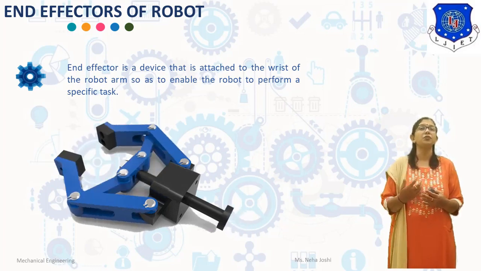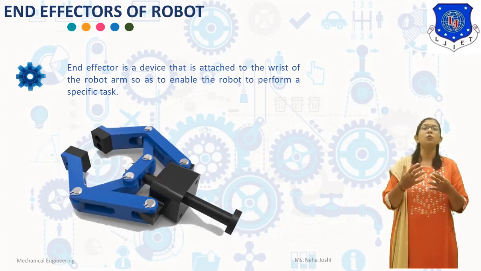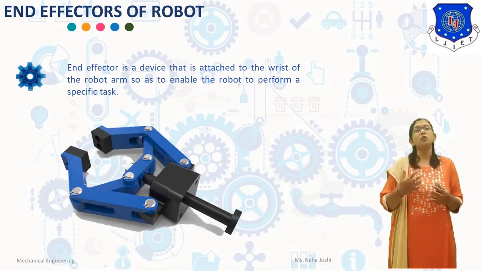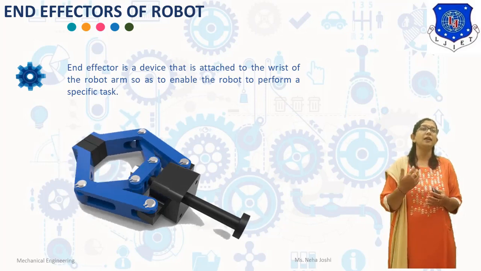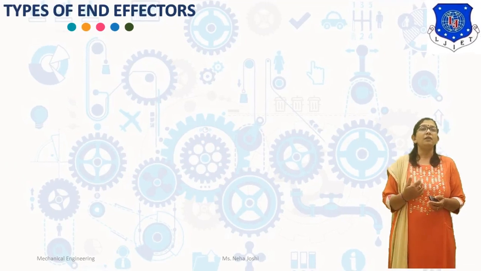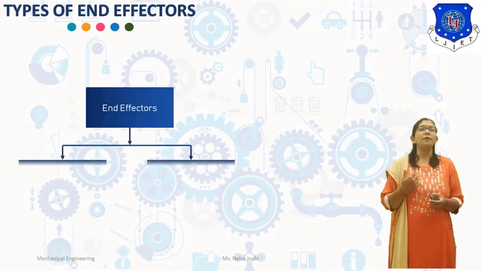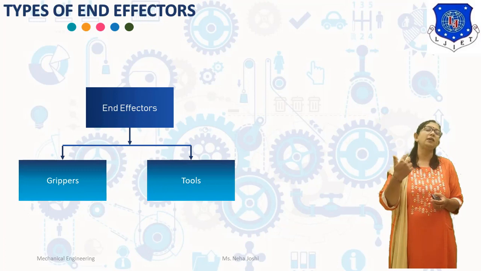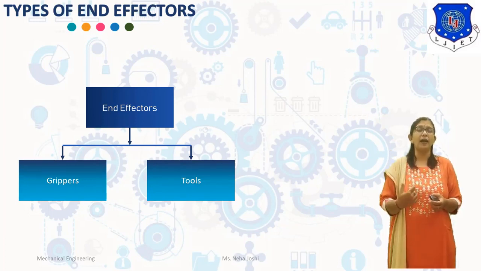Due to diverse application of robot, end effectors are usually customized for the particular application. Sometimes the robot handles the part which changes its shape during the process. In such case, the end effectors are designed as multifunctional. The end effectors are classified into two types. First one is gripper and second one is tools, depending upon the application of end effector.